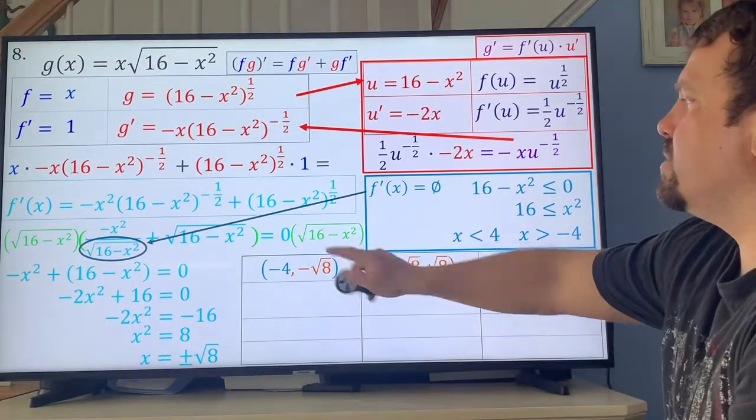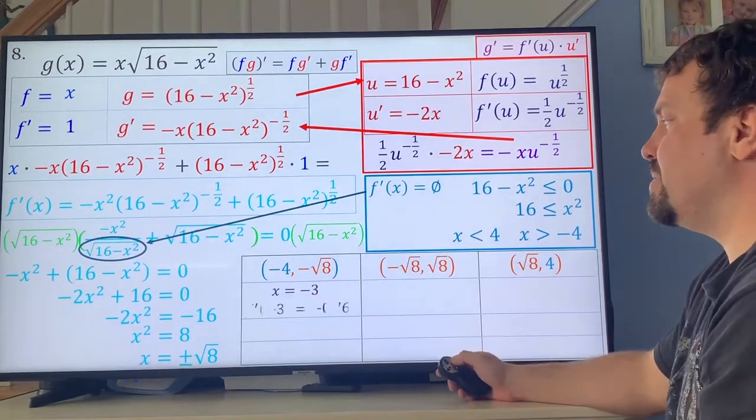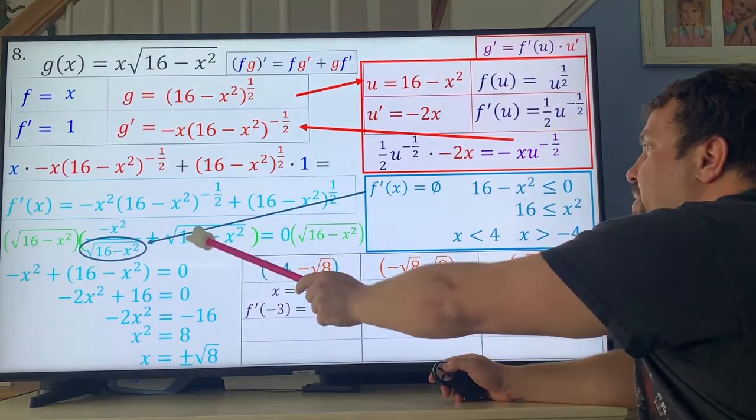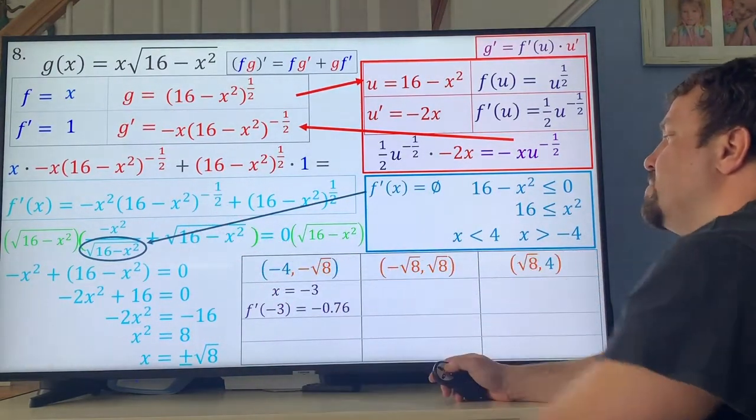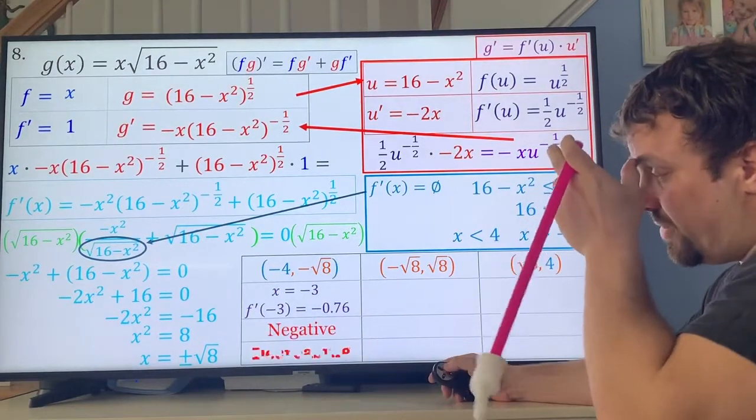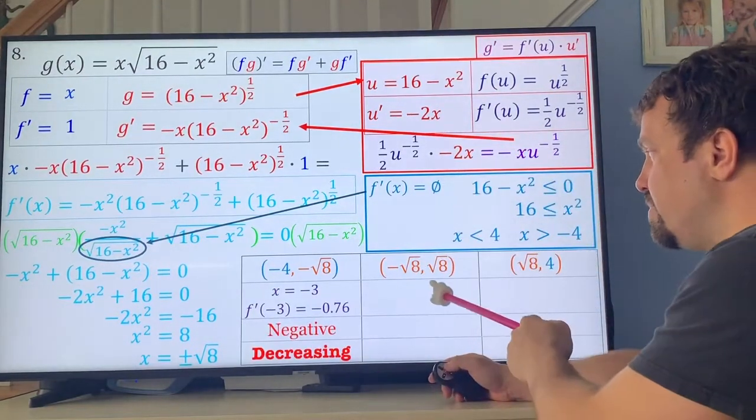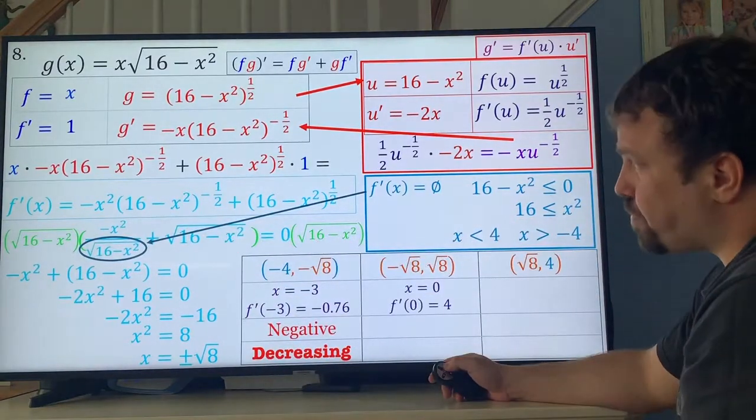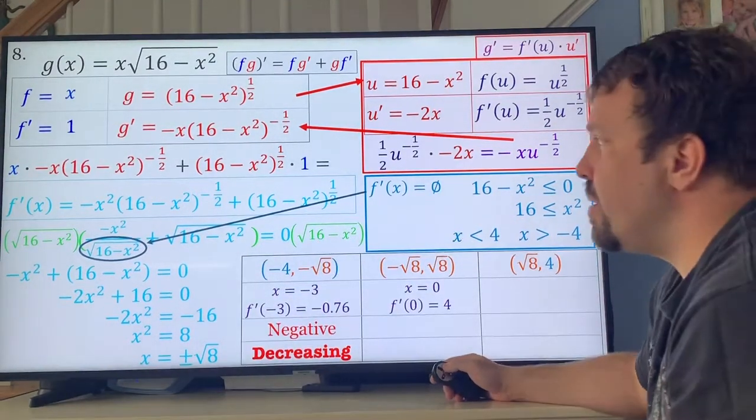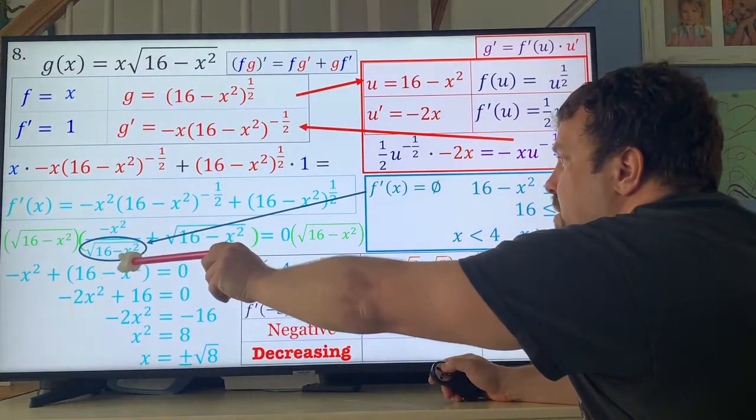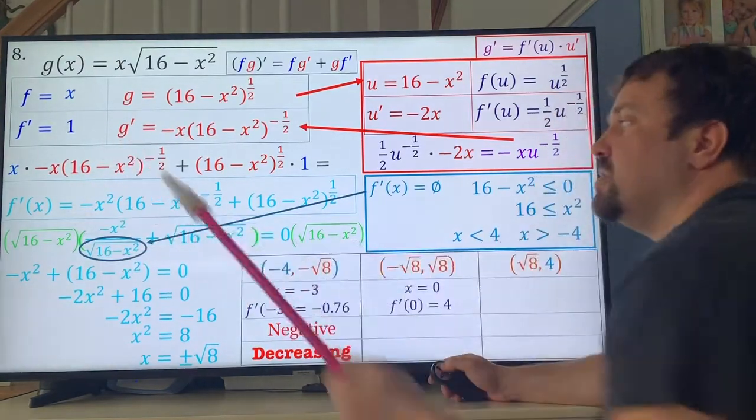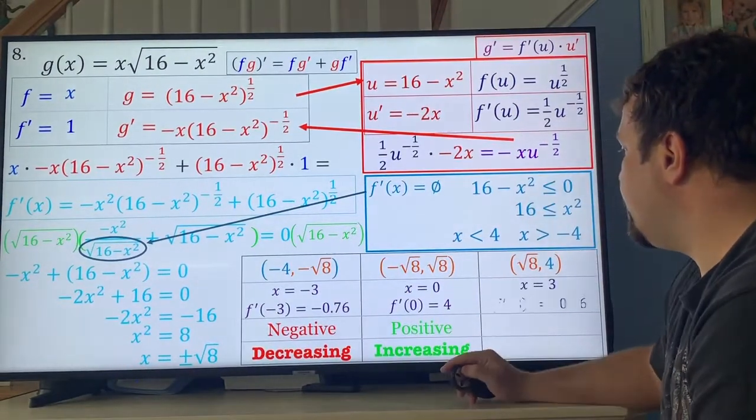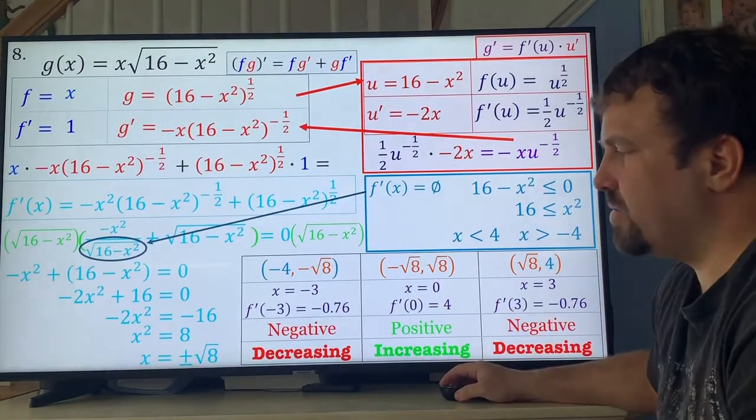Pick your test values. -3 seems like a good one. Type it into either this equation or this equation. You get -0.76, which is negative, so decreasing. 0 is a good one. Type 0 in here. What happens when you type in 0? You get 4. All right? Even though the bottom here is 0, 16 minus 0 is still 16, so you still get an answer there. Positive number, increasing. And then you type in 3, and you get a negative number, which is decreasing.